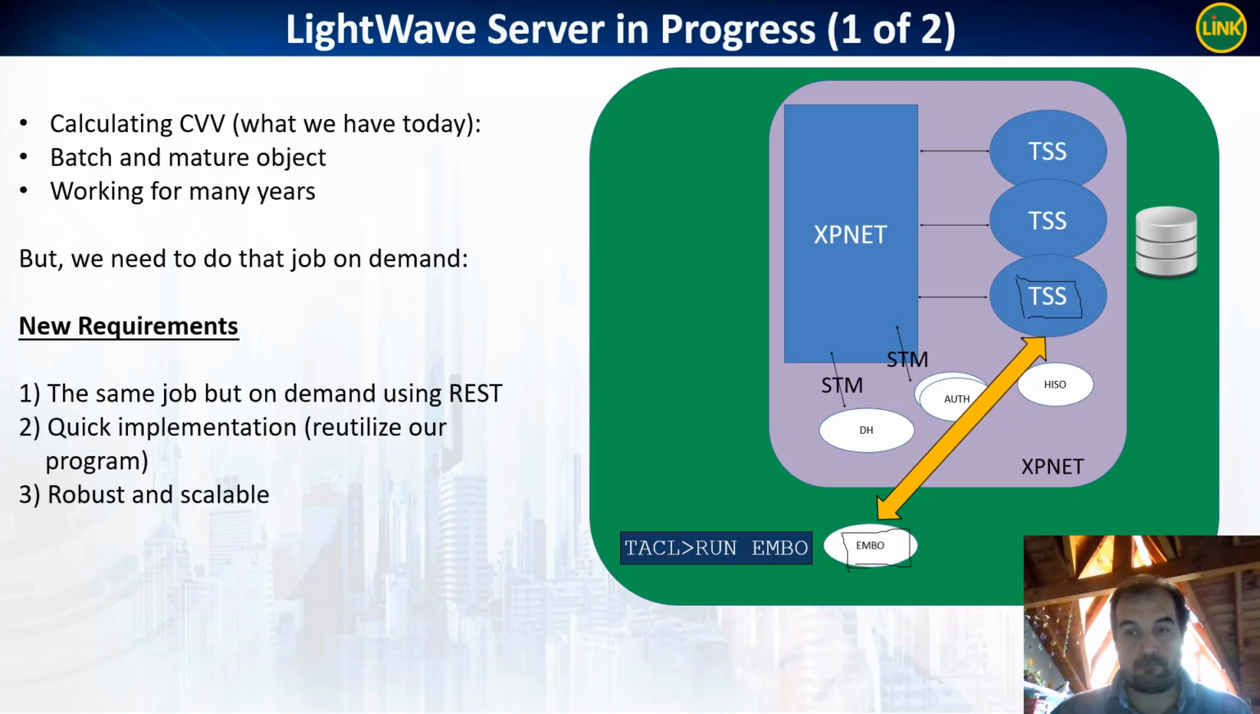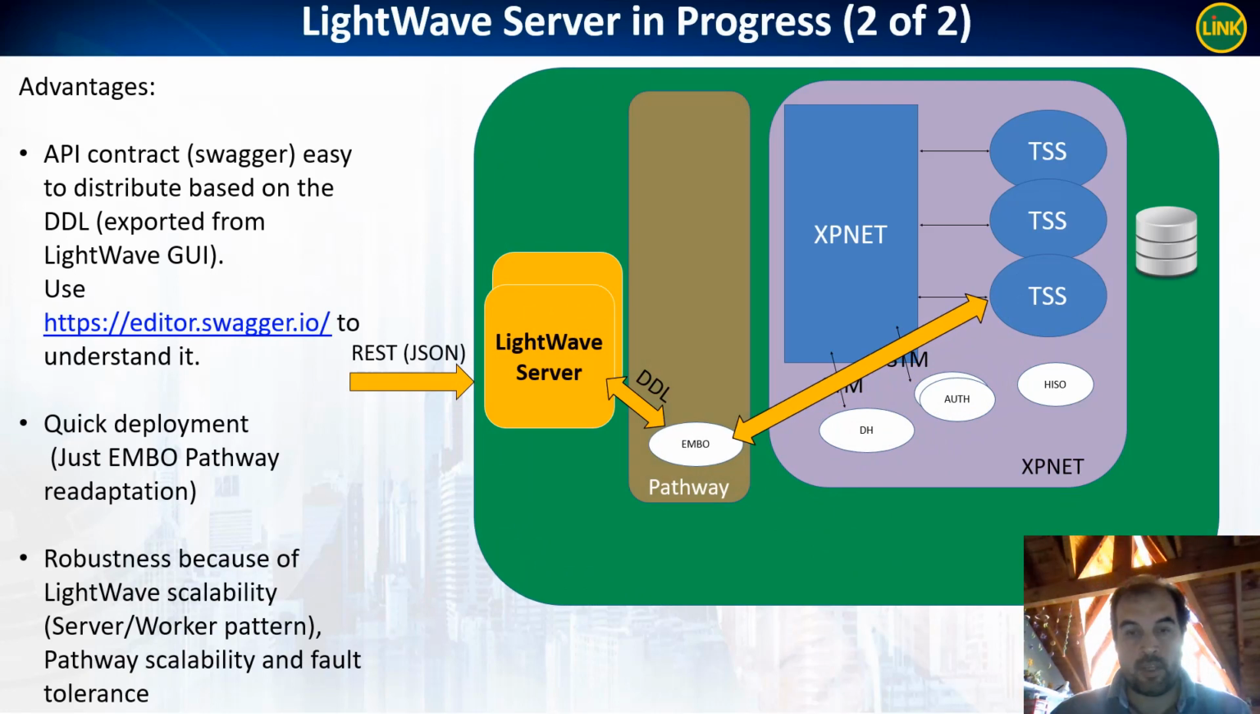This is what we did. We readapted that module and converted it using minor changes into a Pathway server. 99% of the code will remain the same and doing exactly the same job as before, interchanging information with the security module of Base24. Once that is done, we designed a new contract, a new structure to interchange between LightWave Server and that Pathway server. With that, everything is prepared for exposing a REST API using LightWave Server.